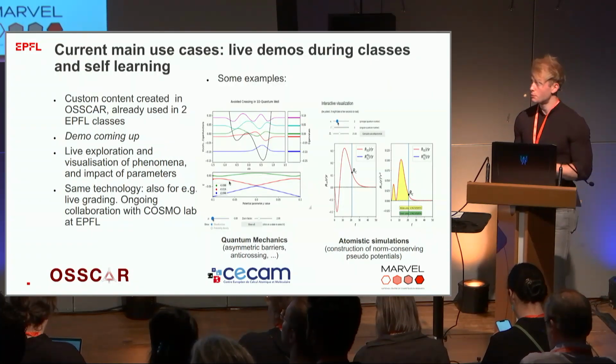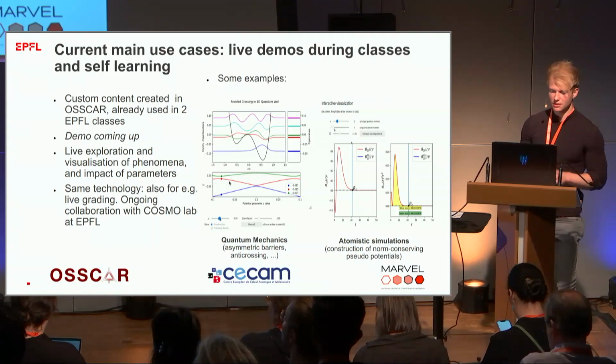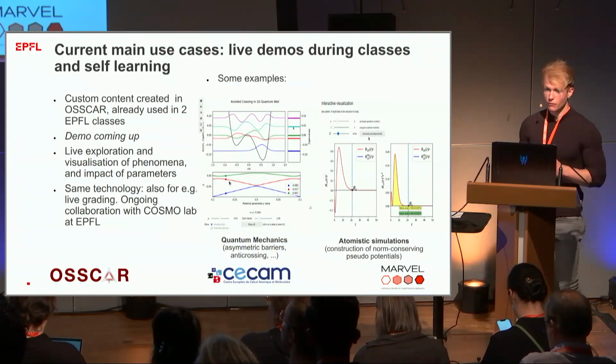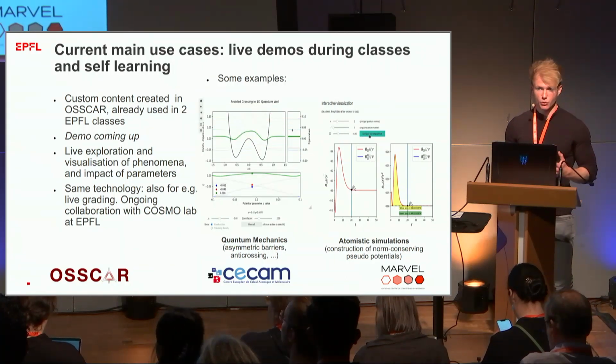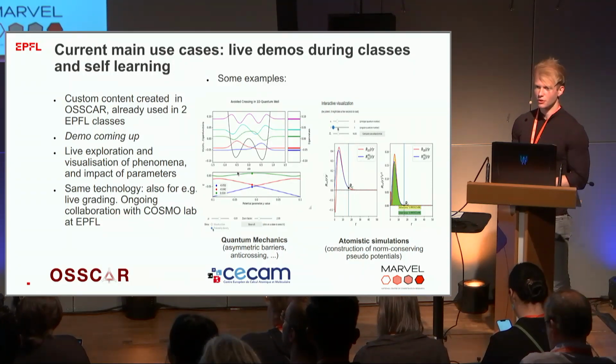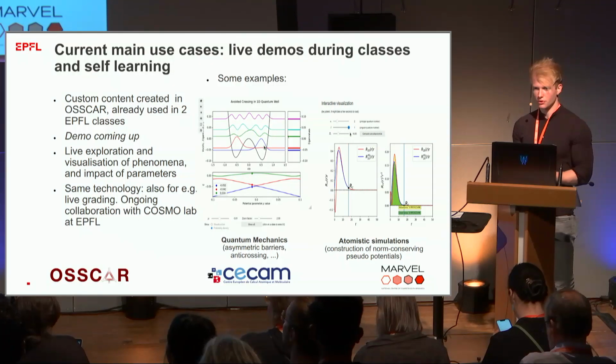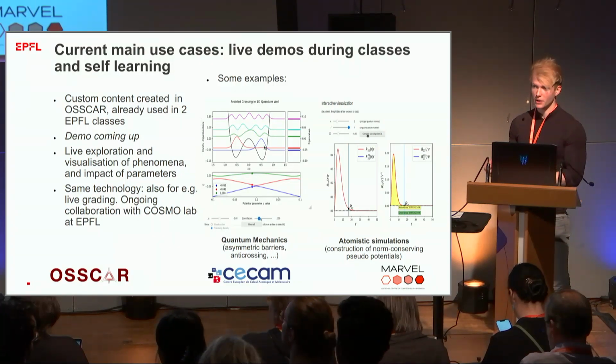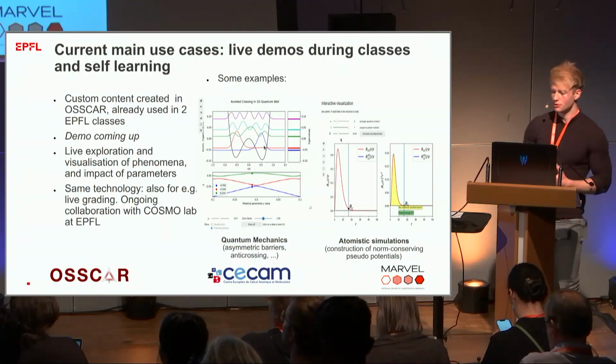OSSCAR primarily targets two different use cases in education. The first of these is as live demos in classrooms. This is when a teacher would use one of our lessons, which are essentially Jupyter notebooks that have been converted into web applications and then hosted on the cloud.